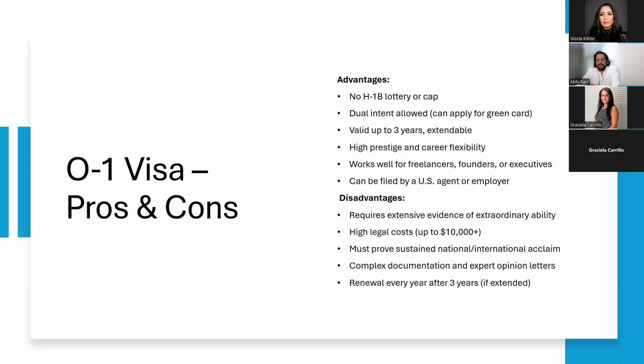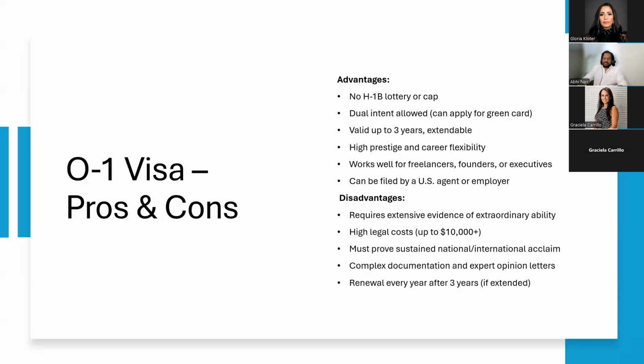The O-1 works especially well for freelancers, founders, researchers, or executives, since it can be filed by a US agent, not just a traditional employer. This gives you more room to operate independently or under multiple clients.